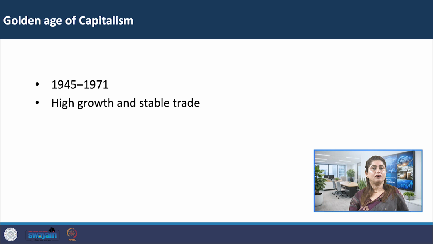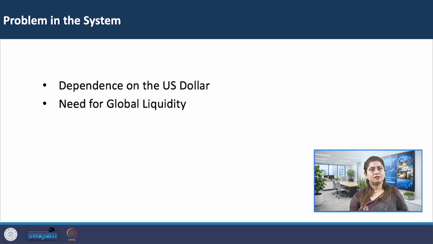Because of all these features, fixed exchange rates, controlled capital flows, and institutional support, the Bretton Woods system worked very well for nearly 3 decades. The period from 1945 to the early 1970s is often called the golden age of capitalism because global trade expanded, economies grew, and financial stability was maintained. But as we always say in economics, every system has its own internal problems.